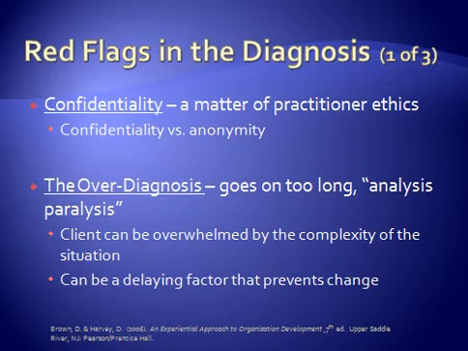There are a lot of things that can go wrong in the diagnosis phase or the diagnostic process for organization development, and the authors call these red flags. The first one is confidentiality, and this gets at the heart of the ethics of organization development, in particular the ethics of the individual OD practitioner. First off, let's talk about the difference between confidentiality and anonymity. Confidentiality is when someone tells you something and you cannot repeat it.